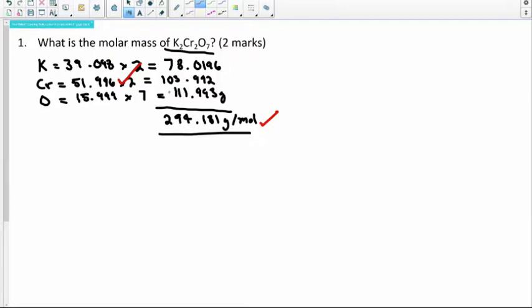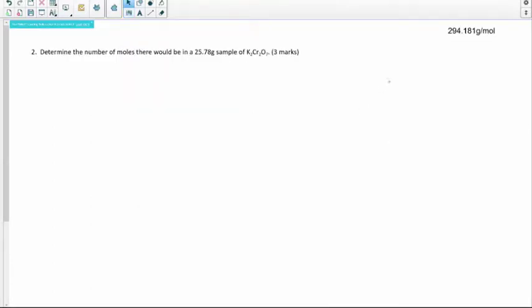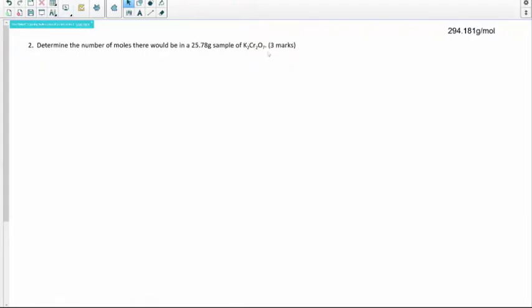So that is the first question. The next question on the assessment dealt with determining the number of moles there would be in a certain sample size. The second question here asks us to determine the number of moles there would be in a 25.78 gram sample of potassium dichromate. 3 marks for this question. What I've done is I've copied over the relative atomic mass here for potassium dichromate. We calculated in the last question, 294.181 grams per mole.